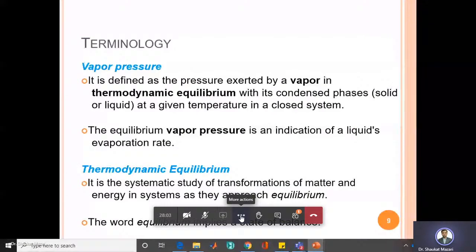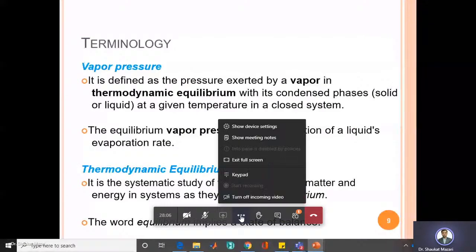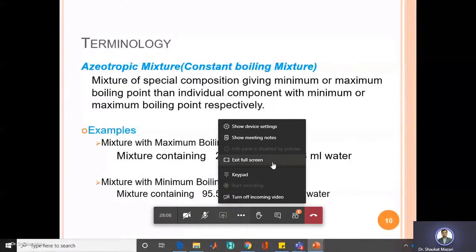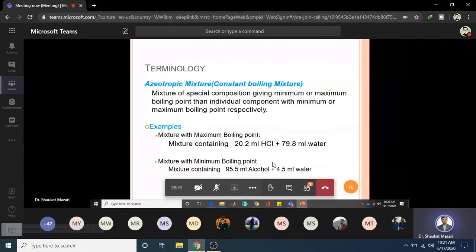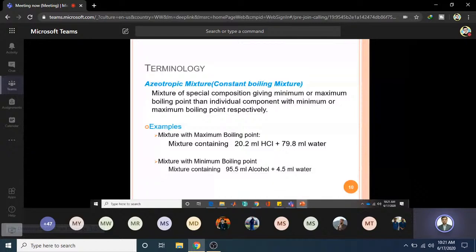Okay, talking of an azeotropic mixture, normally we call it the constant boiling mixture of a special composition giving a minimum or maximum boiling point, lower or higher than the individual components respectively. Now, what happens in azeotropic mixtures is that they either lower the boiling point of the system or raise the boiling point of the system. So there cannot be a big difference in boiling point of the mixture components.